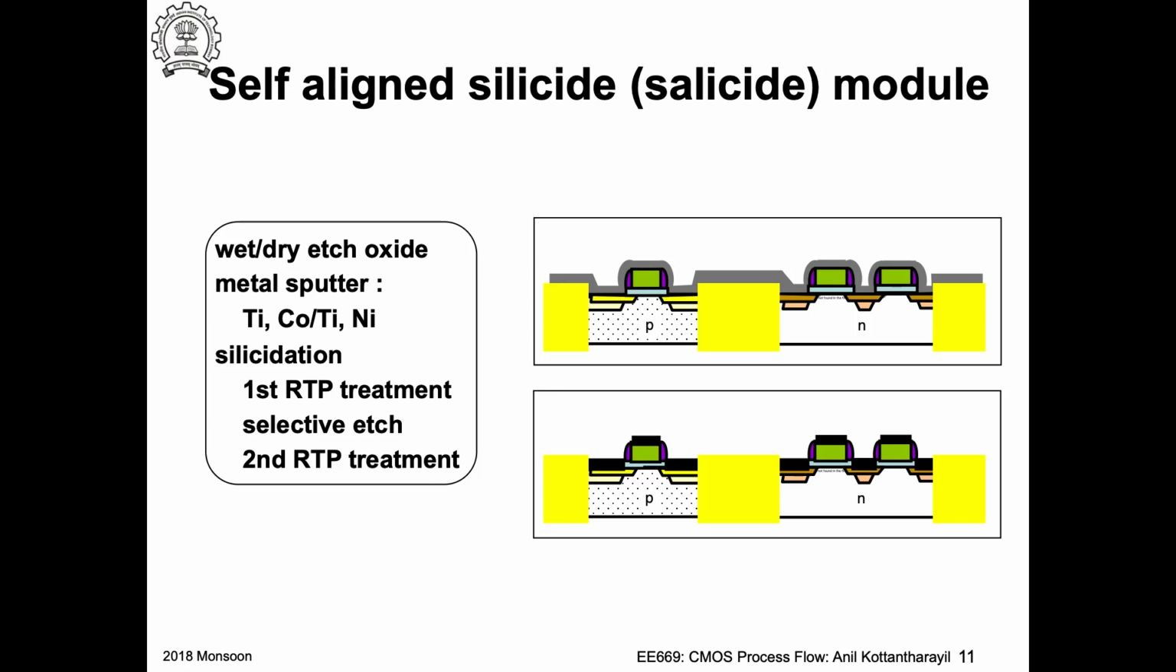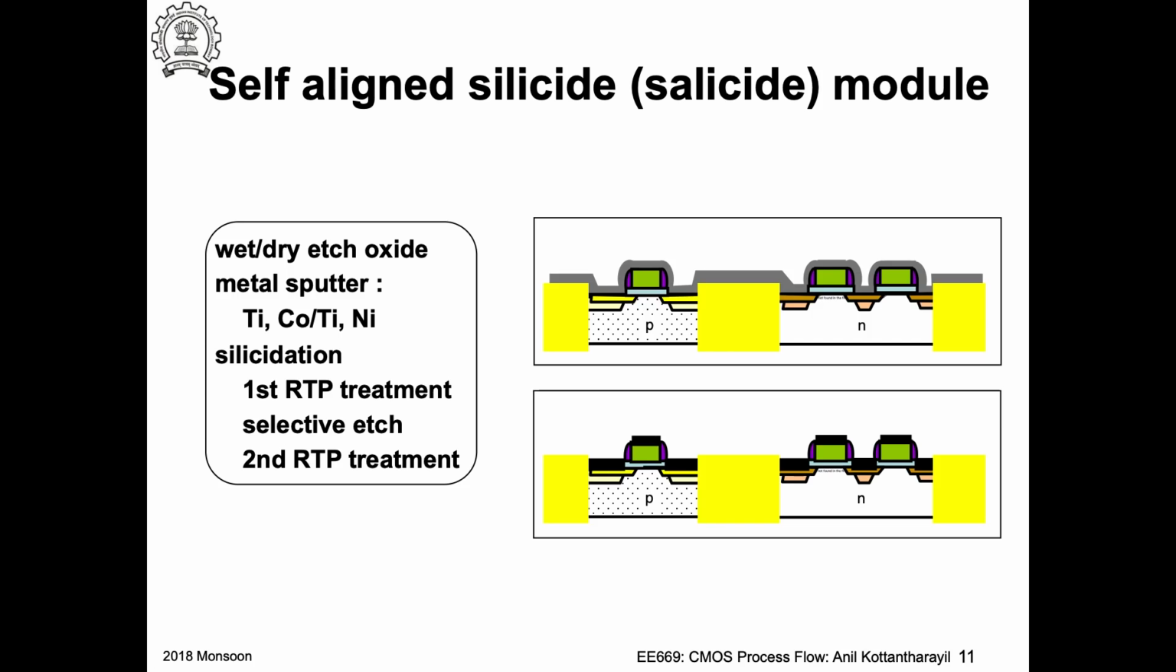So the silicidation is carried out in two steps. For example, for nickel it would be a rapid thermal treatment at around 300 degrees centigrade, which will create a silicide by reaction of the metal with the exposed silicon. The metal will not react with silicon dioxide or silicon nitride, right? It will only react with silicon.